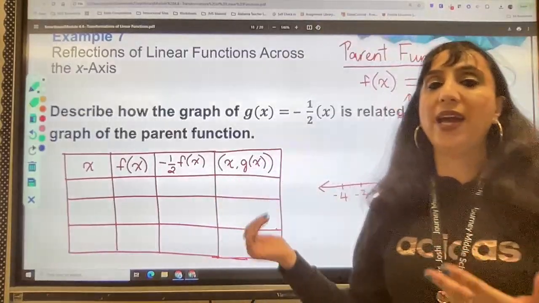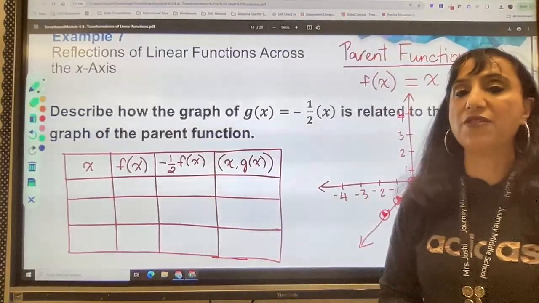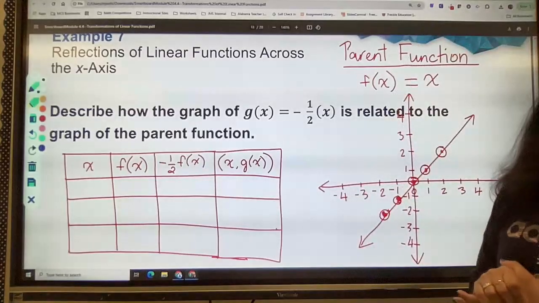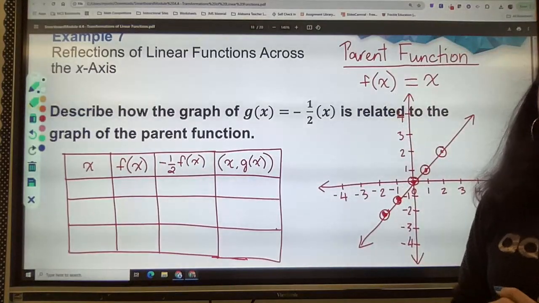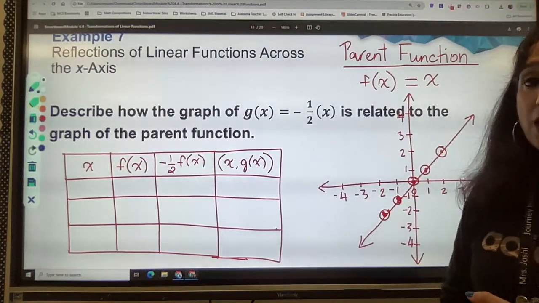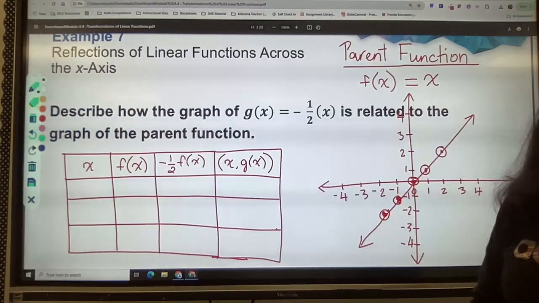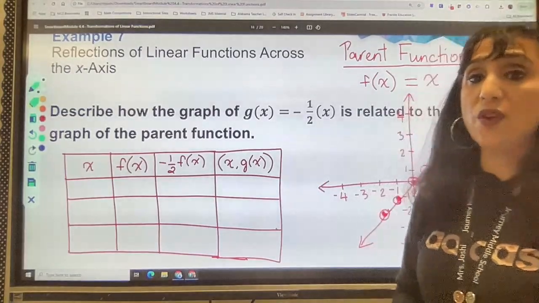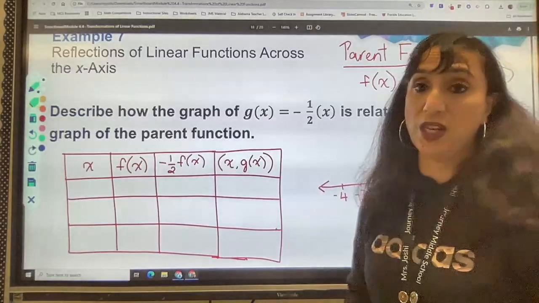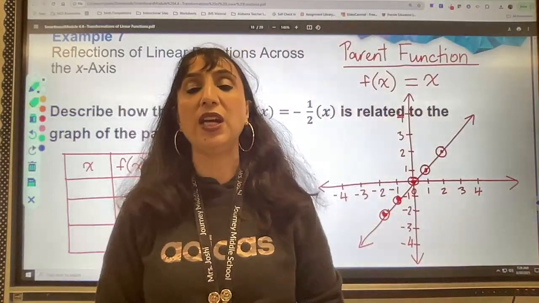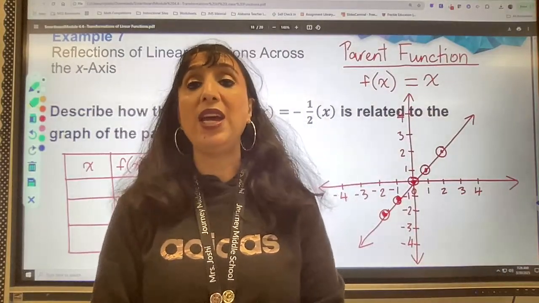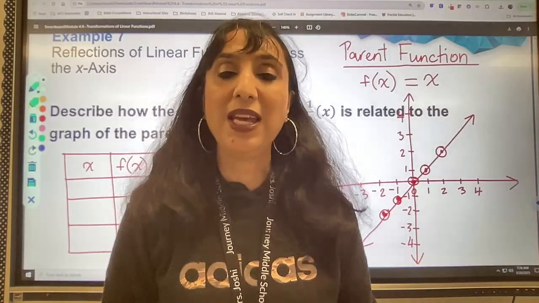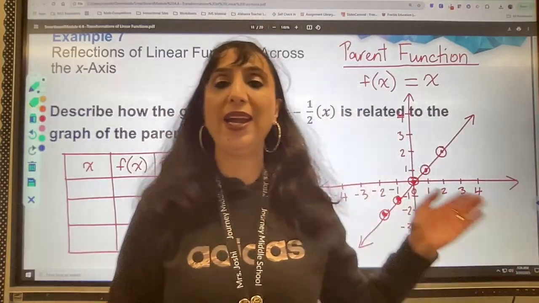So I've just gone ahead and I've started creating a table to save time, and it's talking about graphing g of x is equal to negative 1/2 of x. So once again, describe how the graph of g of x is equal to negative 1/2 of x is related to the graph of the parent function. So once again, parent function of a linear function, we have f of x is equal to x, again, y is equal to x. So I have also gone ahead and graphed it.